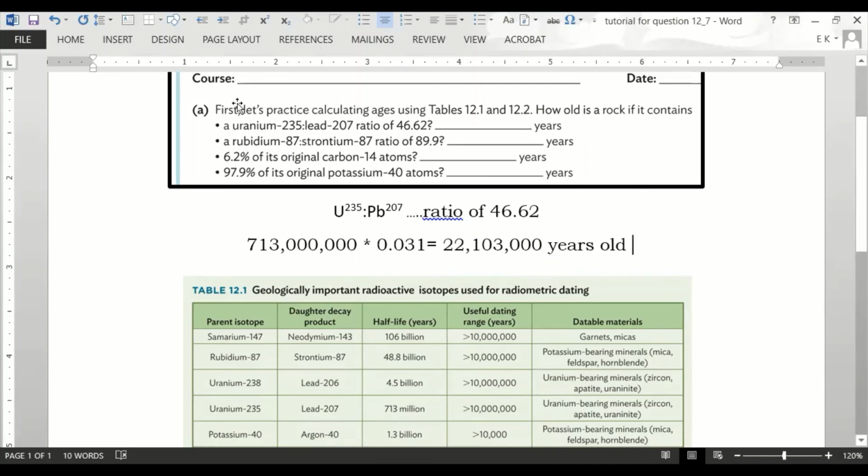So that is how old a rock is if it contains a uranium-235 to lead-207 ratio of 46.62. It is this age here.